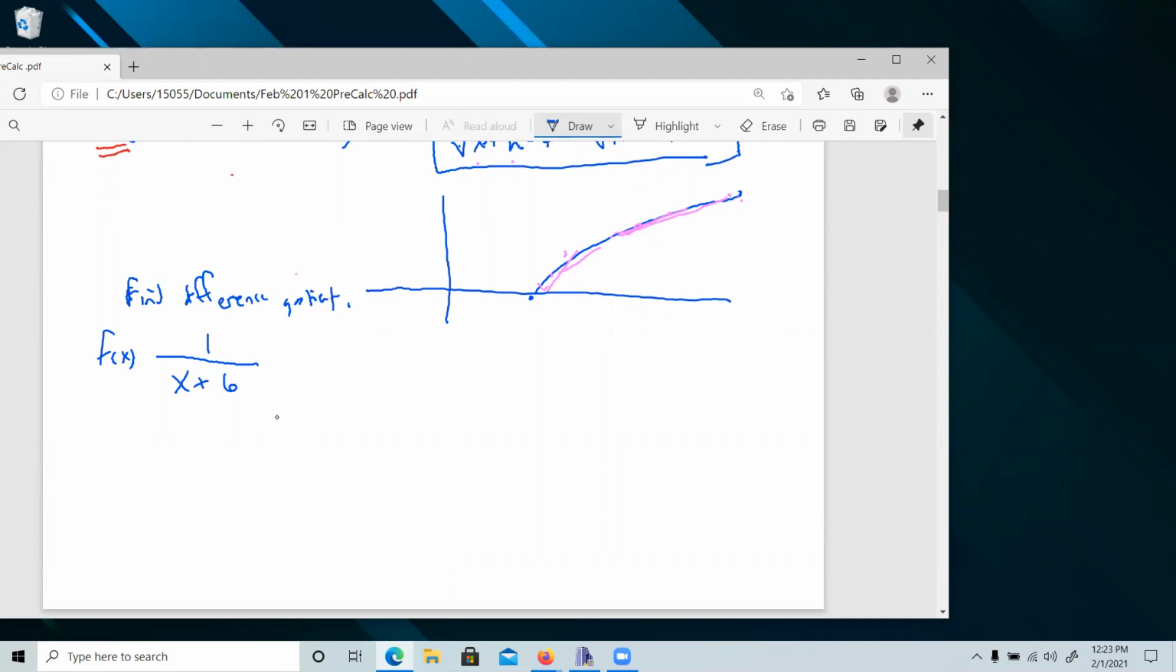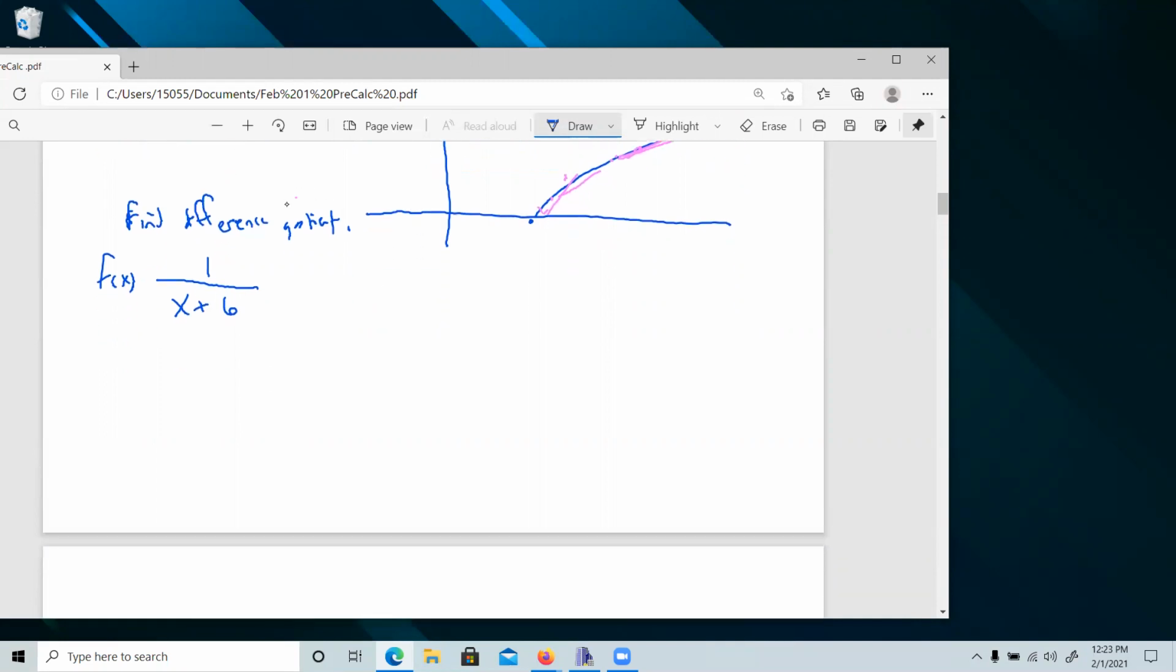All right, find the difference quotient for this. So again, and by the way, if you're ever wondering how you memorize the formulas, every time you use this, you write it down. Every time I use the formula, we write it down, and then we substitute right into it.